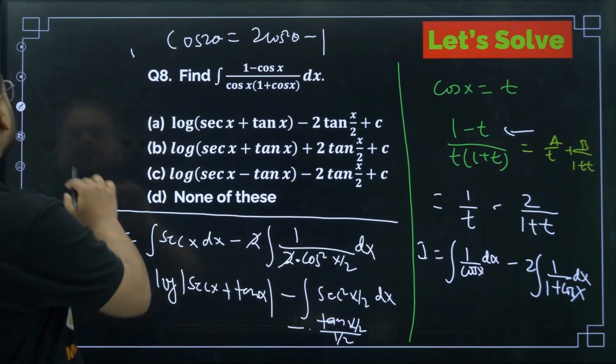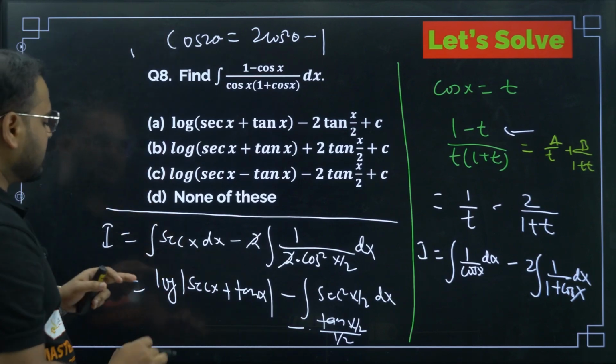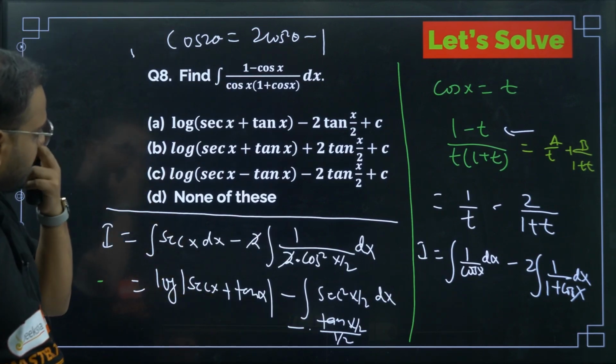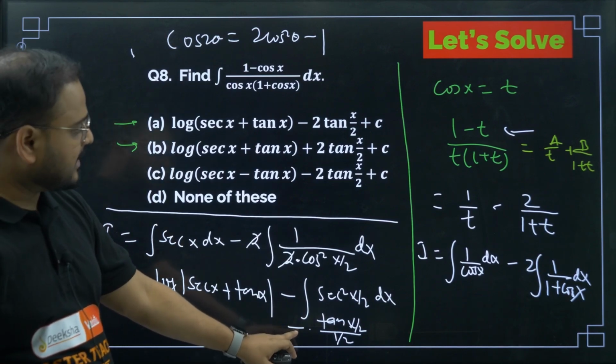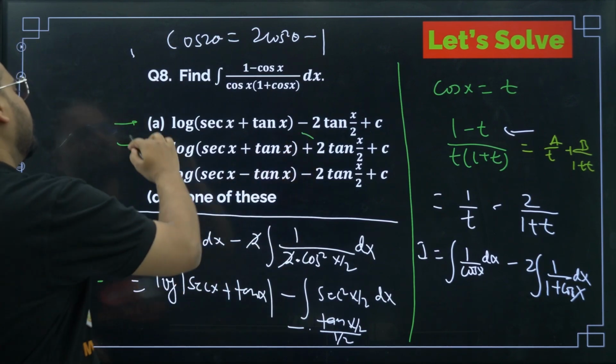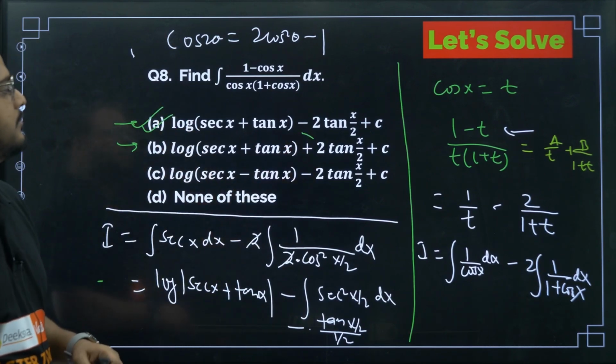So check any option like this. Please check an option like this. Log of sec x plus tan x. So 2 options are there. I have a minus sign here, minus 2 should come. So only this option is correct. So option number A.